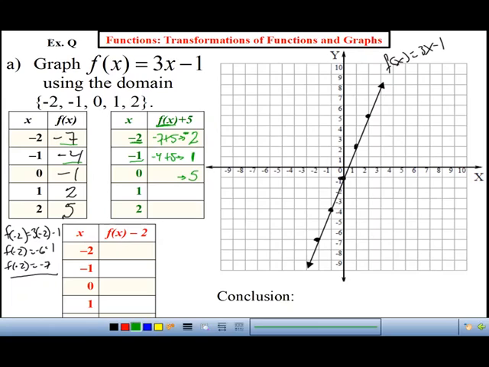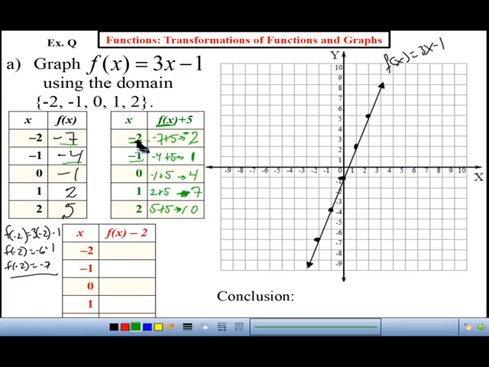Oh, my bad. It was -1, sorry. -1 plus 5, that is 4. Next one, when it's 1, it is 2 plus 5, and that is 7. And the last one, when it's 2, that is 5 plus 5, and that is 10. All right, let's graph that.